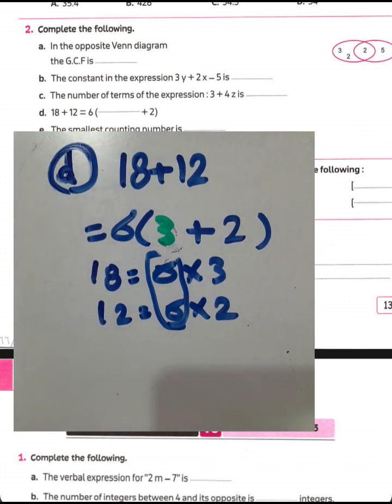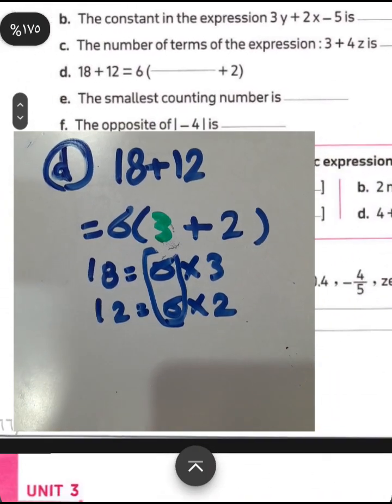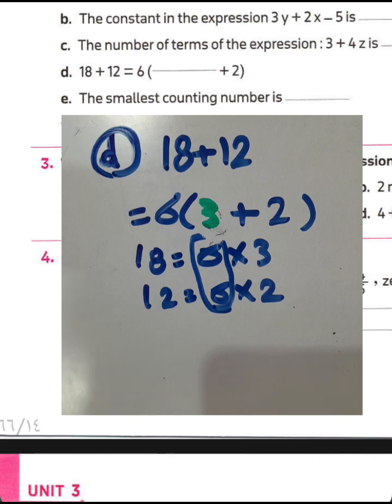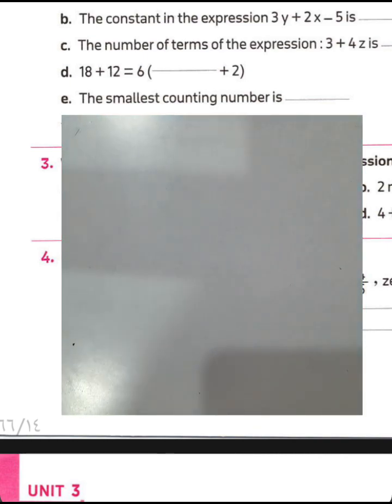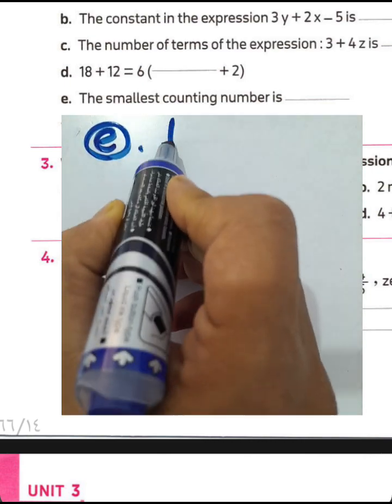Question letter E. The smallest counting number is what? The smallest counting number is 1. But if he asked the smallest natural number, it is 0. Question E. The result will be 1.